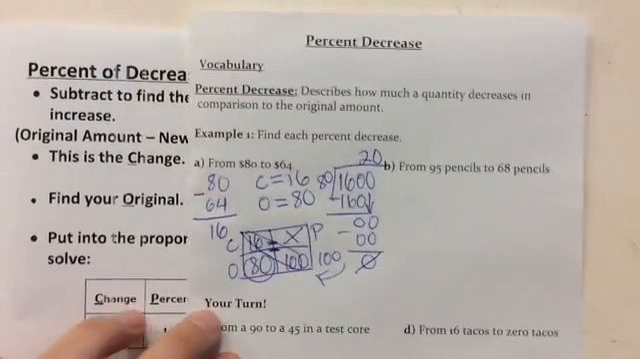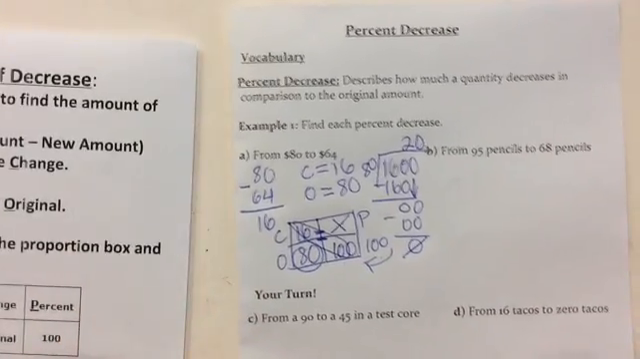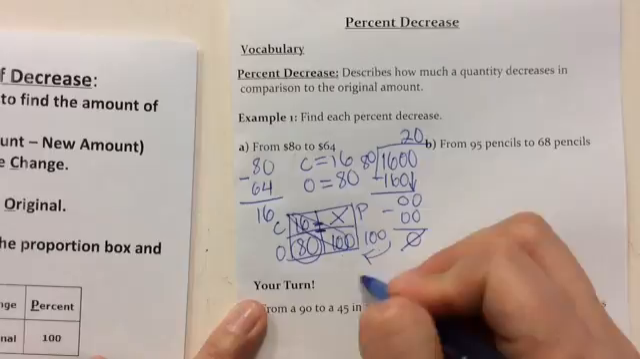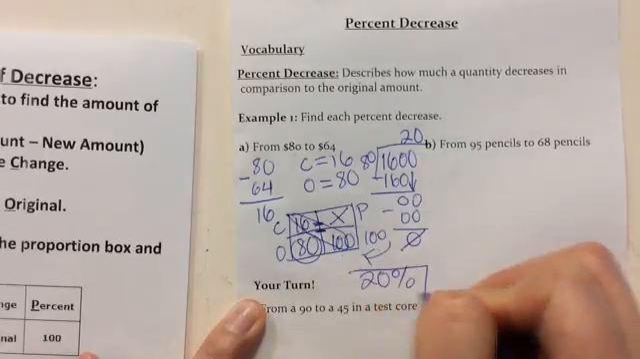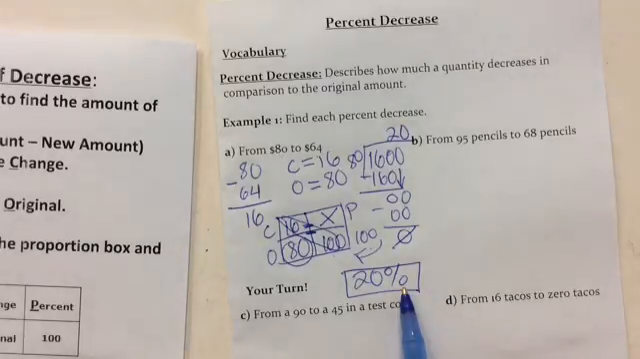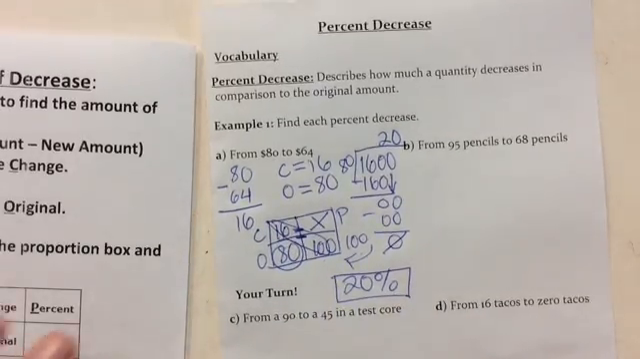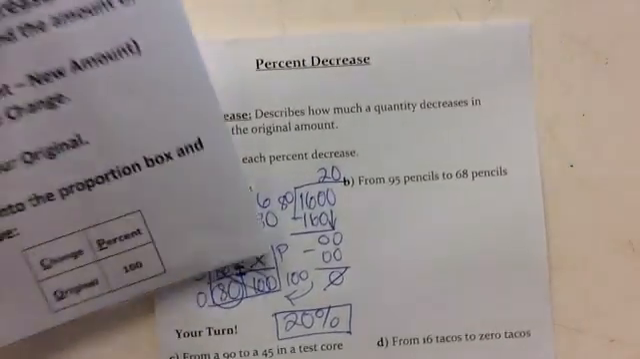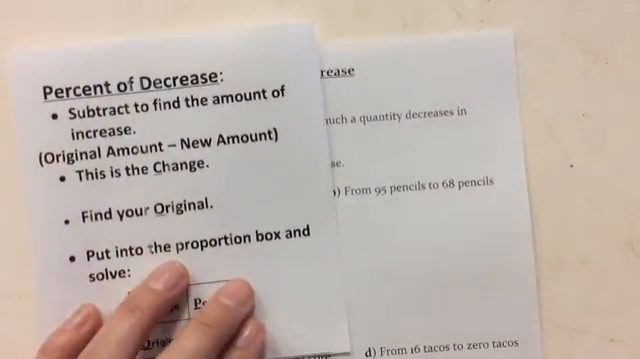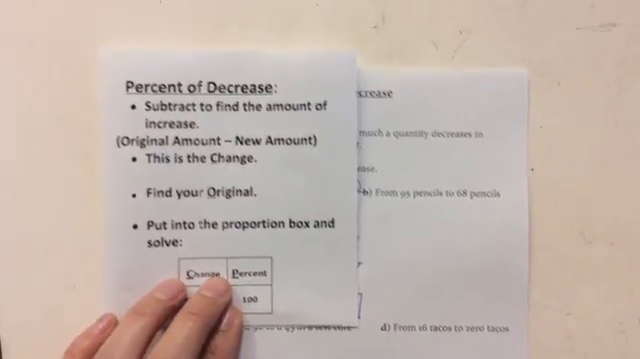So how much was the percent decrease? How much did my money go down? It was 20% decrease. Don't forget to add the percent sign because we're finding how much percent it went down, okay? So let's do B together, and that will be it. Here we go. Now we're doing B, and we're going to follow the same steps again.